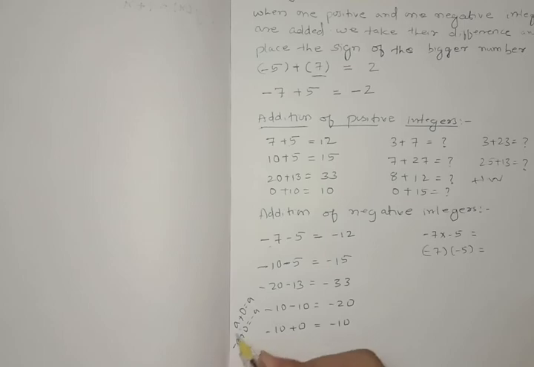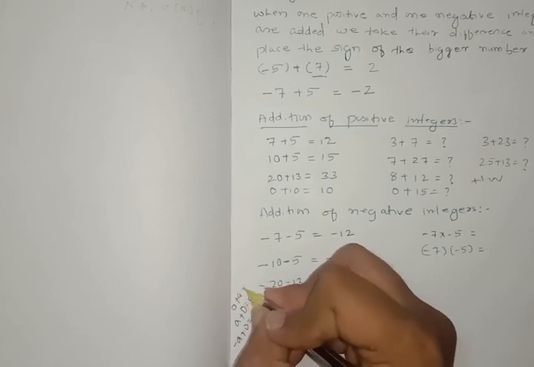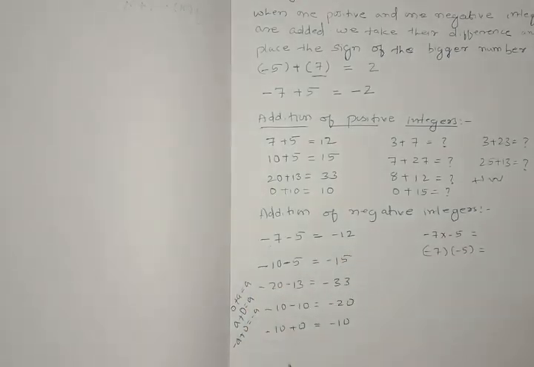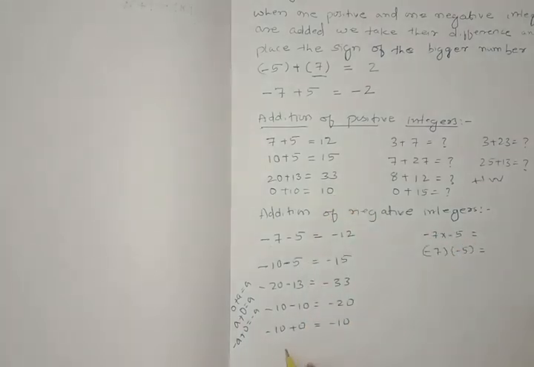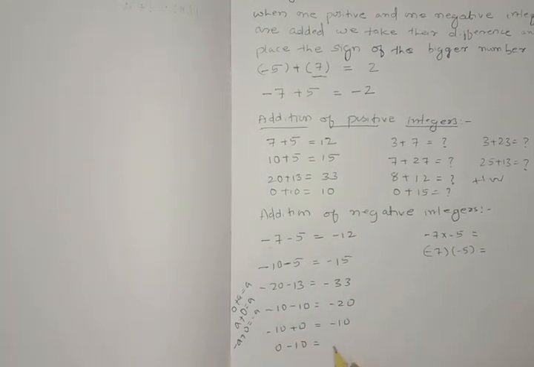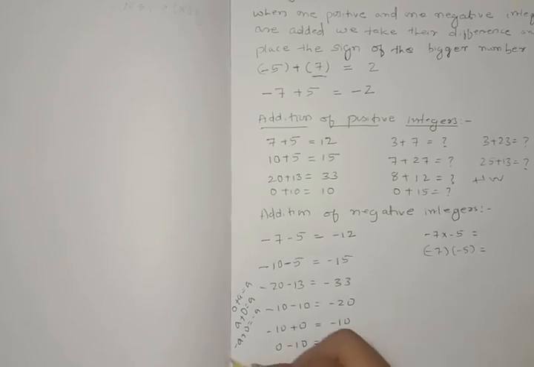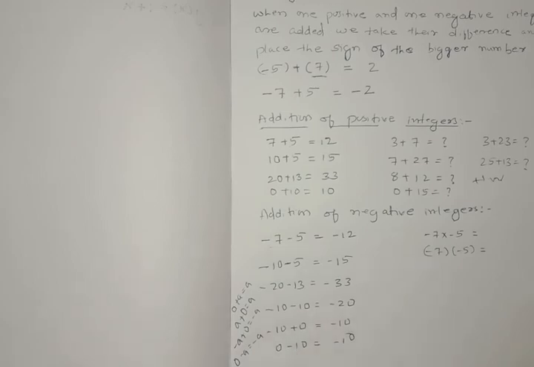Now 0 plus anything is also anything. Like here 0 plus 10 is 10. If I do 0 minus 10, then also the answer will be minus 10 only. 0 minus anything will be minus anything. Keep in mind. So I am giving you homework here.